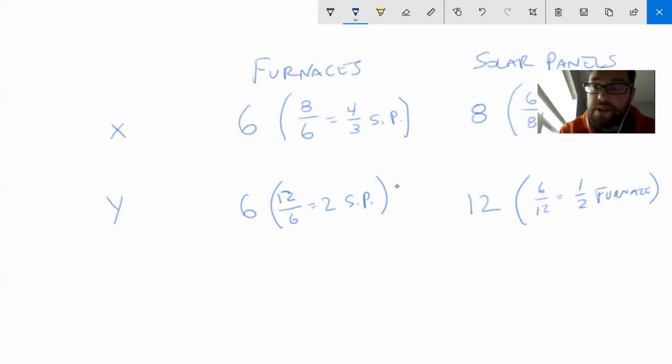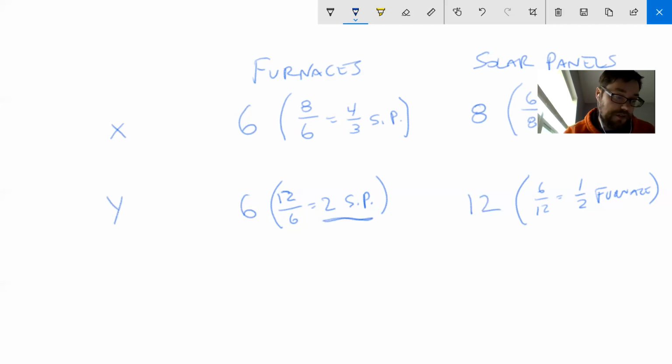And that is the price of a solar panel in terms of furnaces for Countrywide. All right, so these are all of our opportunity costs. So let's move on. Let's see, question B asked about what the actual opportunity cost of a furnace was for country Y. So that would be this number here.